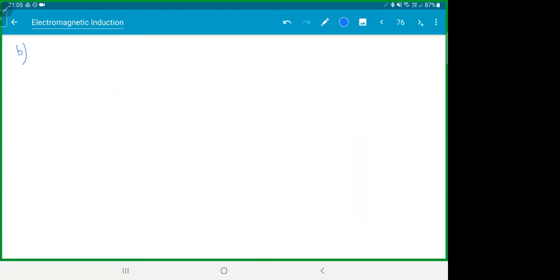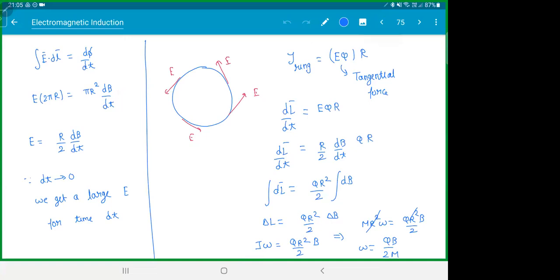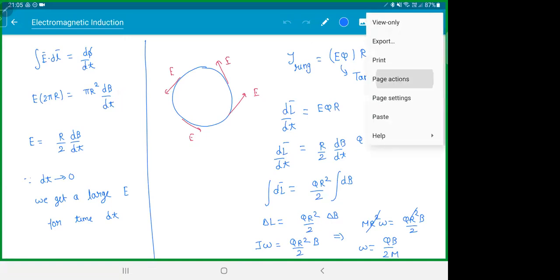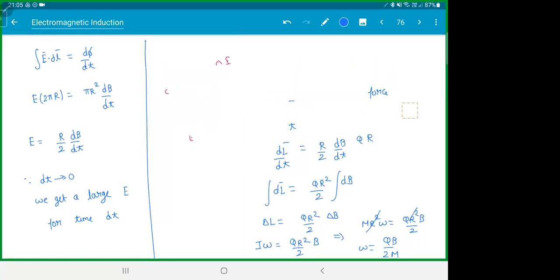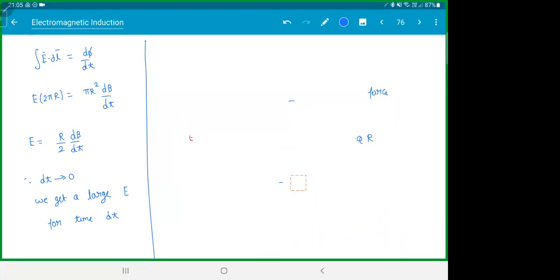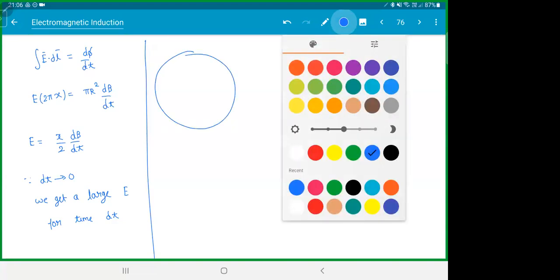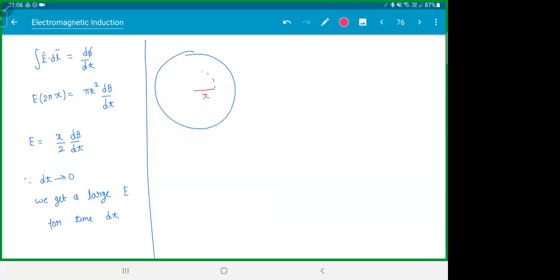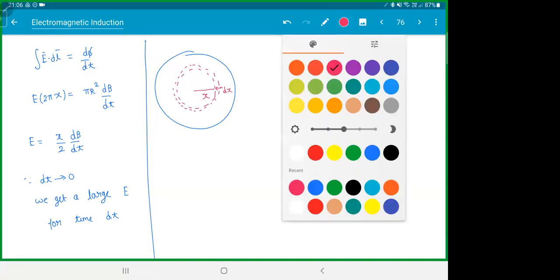Let's see how to do it for the disk. Now listen carefully. The first part is the same. So till here it is the same thing. The electric field is R by 2 dB by dt. This circumference will be 2 pi x and this radius will be x. So when you take the disk, at a distance x, consider a thin ring. The difference between the ring and the disk is that at every distance x, you have a different electric field, and the charge is also different on each ring.